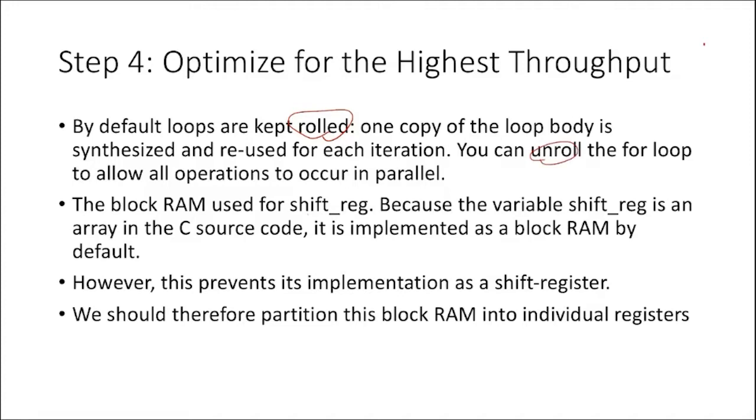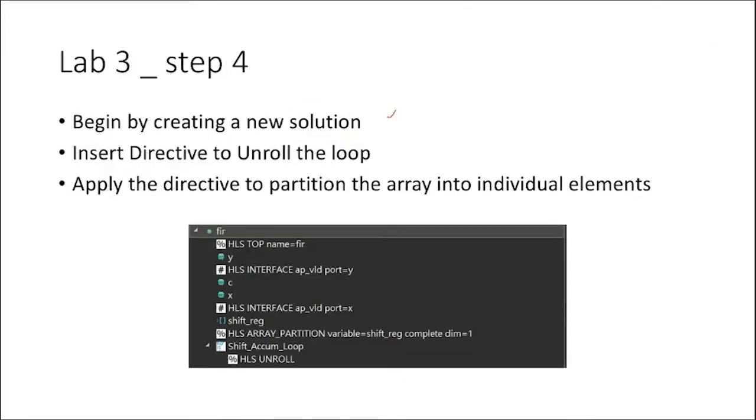used for the shift register, because the shift register is an array in the C source code. However, this prevents it from being implemented as a shift register, so we should partition this block RAM into individual registers. So step 4 is to create a new solution and insert a directive to unroll the loop here, and also partition the array here.